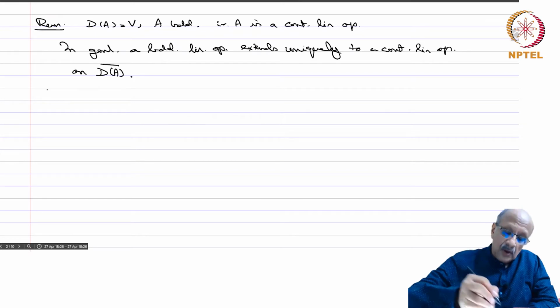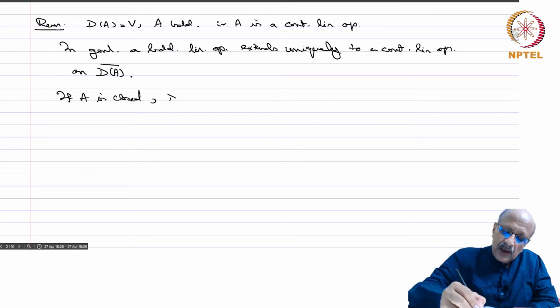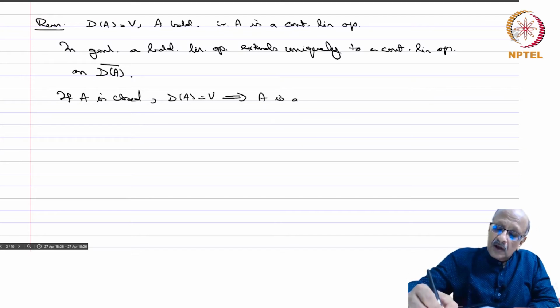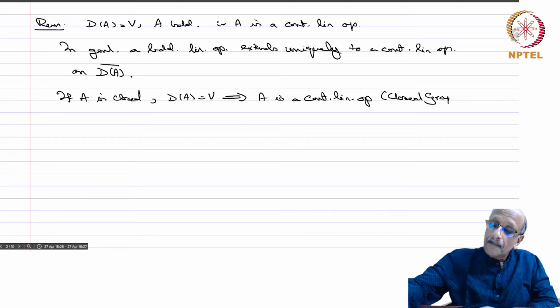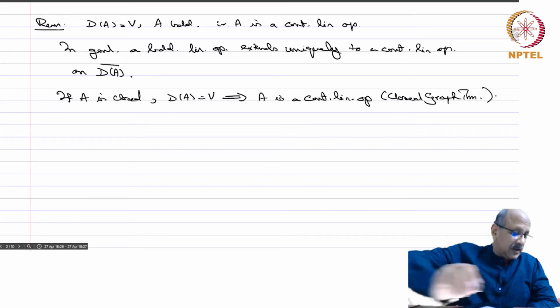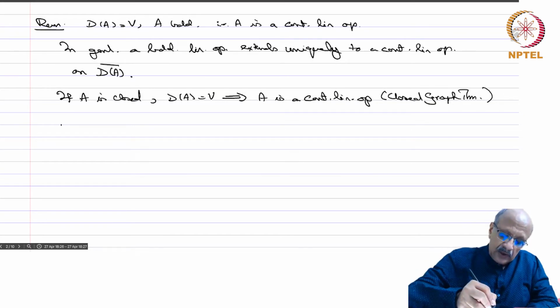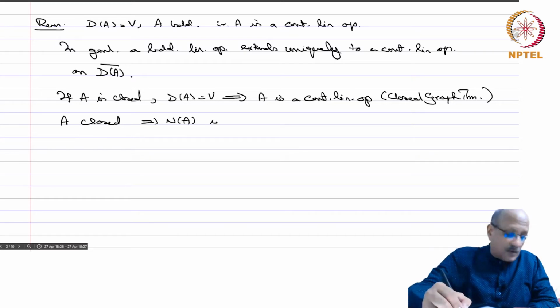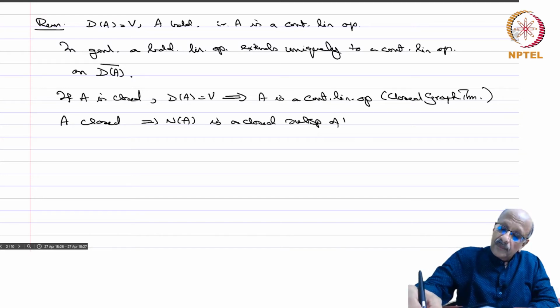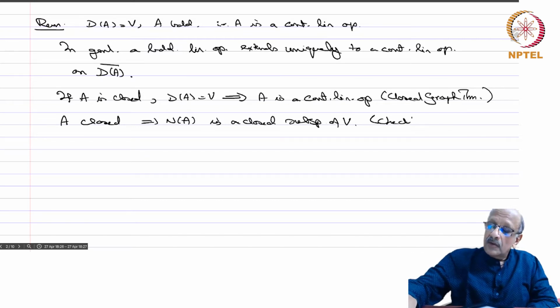Okay. So, if A is closed, that means the graph of A is closed and D of A equal to V, then this implies that A is a continuous linear operator. This is nothing but the closed graph theorem, one of the famous theorems in Banach space theory. Now, A closed implies N of A is a closed subspace of V. Check. Very easy to check.